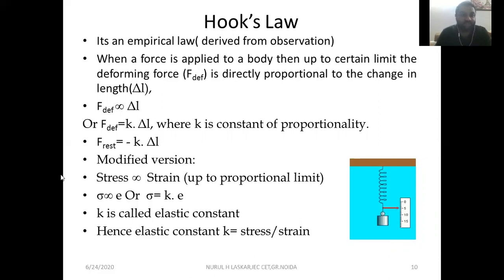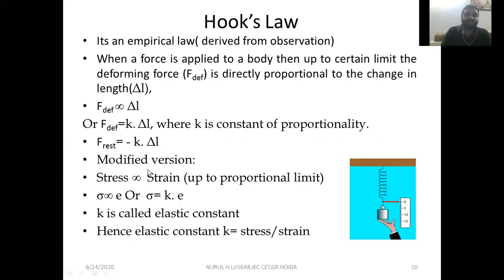So we can say that the deforming force F is proportional to the change in length delta L. So F is equal to K delta L, where K is a constant of proportionality. If F is equal to plus K delta L, then F is a deforming force. And if F is equal to minus K delta L, then F is a restoring force, because the restoring force is opposite to the deforming force. Restoring force means the force produced inside the body to counteract the deforming force.